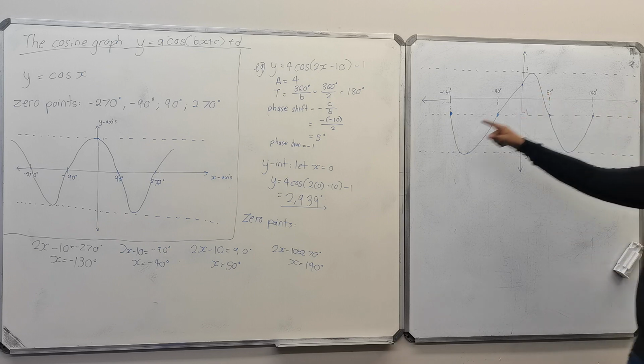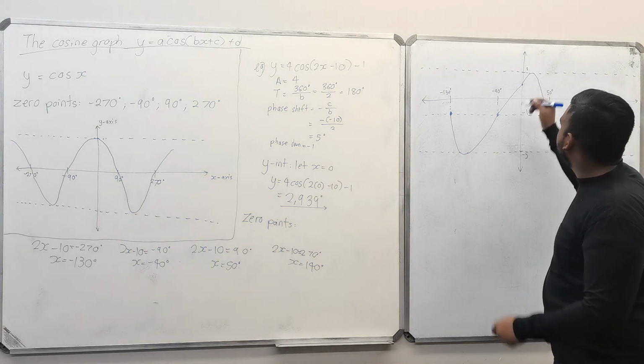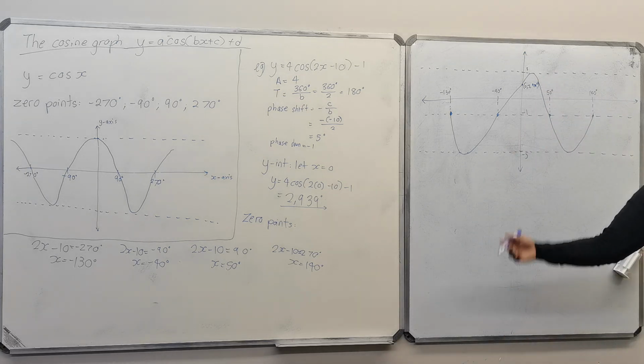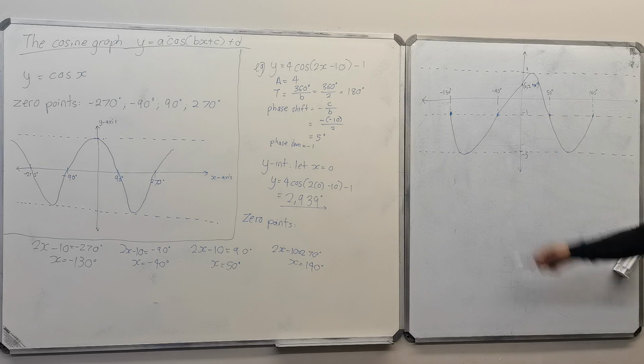Where x is 0, the y-intercept was 2.939. That gives you a guide when you draw. You understand this? Okay. Good. And you're done now?